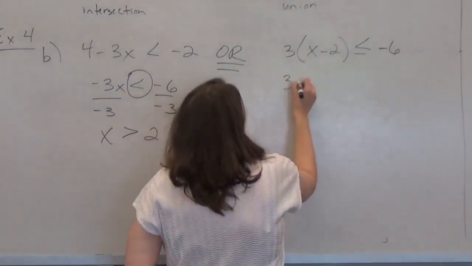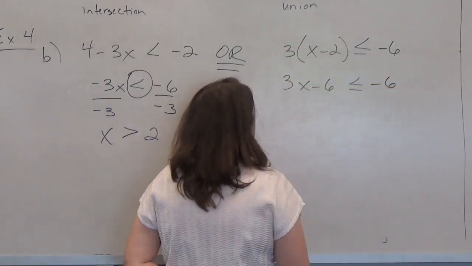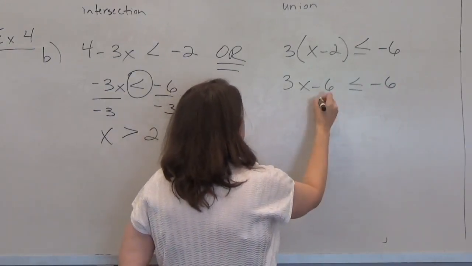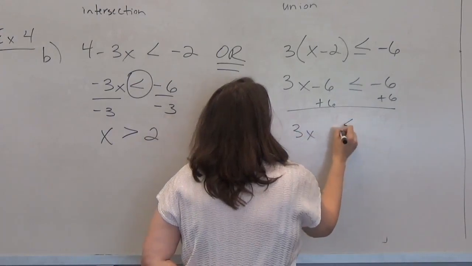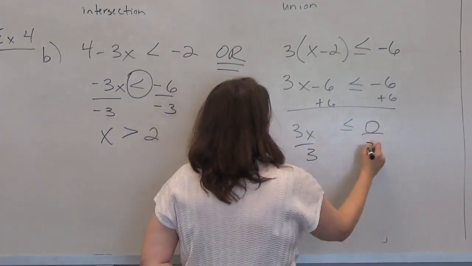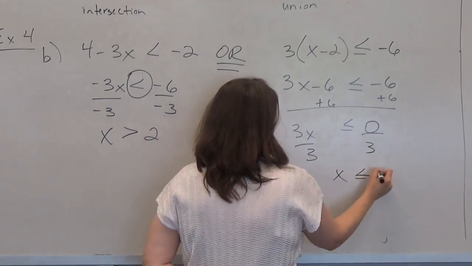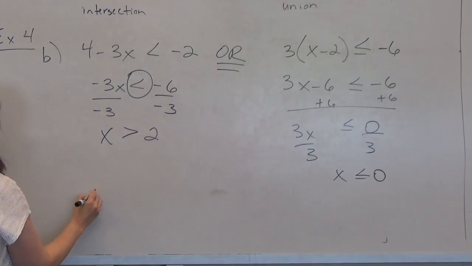Over here you've got 3x minus 6 less than or equal to negative 6. Let's add 6 to both sides. So you've got 3x is less than or equal to 0, and divide both sides by 3. x is less than or equal to 0. Okay, and now we need to see what this looks like on our number line.